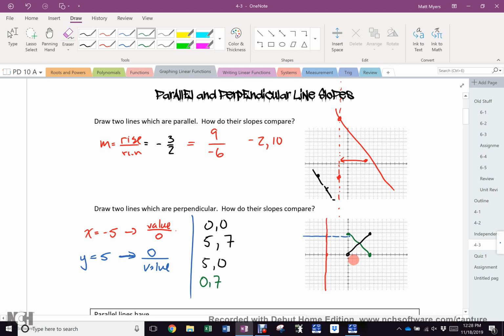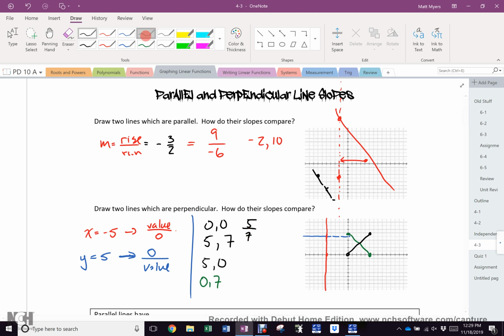How far did we go this way? 5. How far did we go this way? 7. Right? Everybody agree? Okay. So what is the black line's slope? 5 over 7. Yes? Okay. So the black line has a slope of 5/7. Agreed?